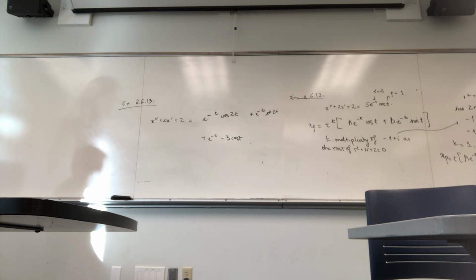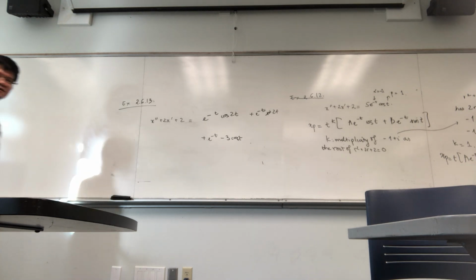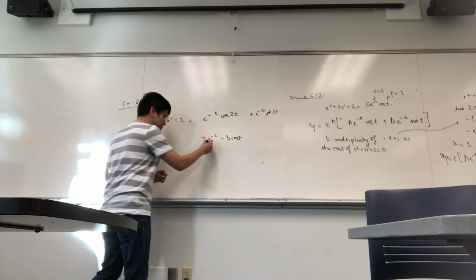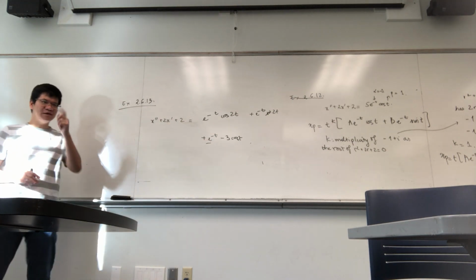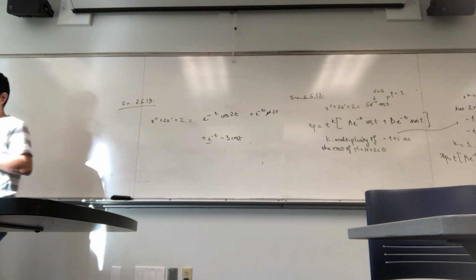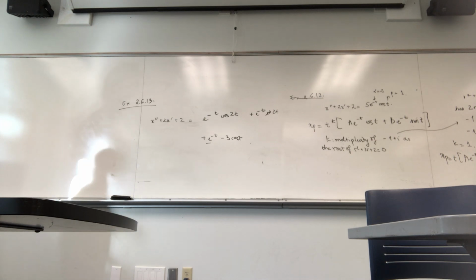Would you first factor out the e to the negative t? Or add the cosine? The first one is e to the power minus t. Right, so the first one is e to the power minus t and yes.